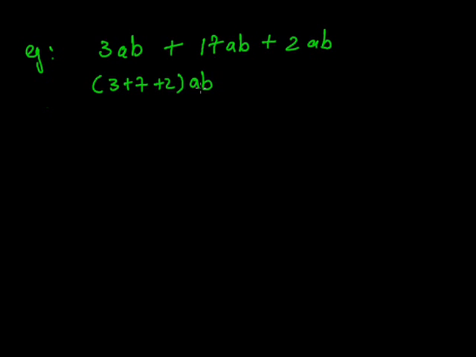Next example, to add 3ab plus 7ab plus 2ab. Now since all these three are like terms, we have to just add their numerical coefficients, that is 3 plus 7 plus 2 and ab as common. Now 3 plus 7 is 10 and 10 plus 2 is 12. Therefore the answer is 12ab.